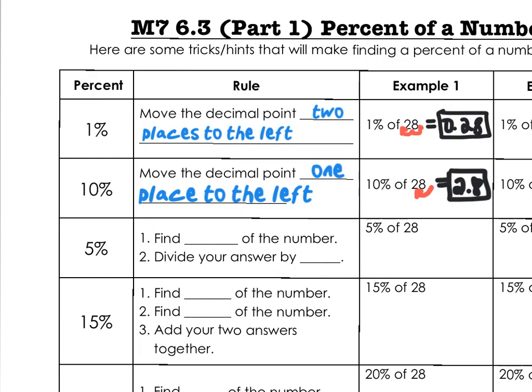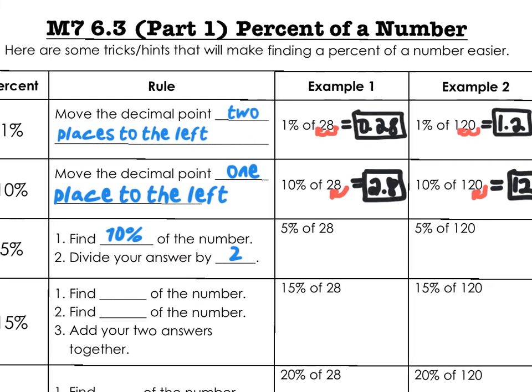Now let's take a look at the 5% rule. So 5% rule, the first step is to find 10% of the number and then divide your answer by 2, which makes sense. We would divide by 2 since 5 is 10 divided by 2. So we're going to find 10% first and then divide by 2.